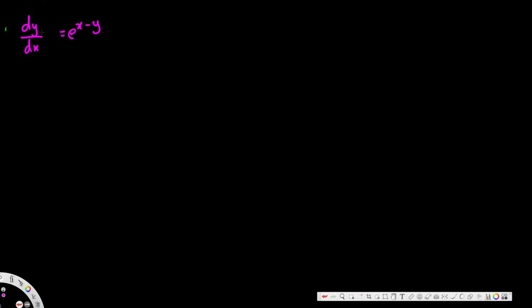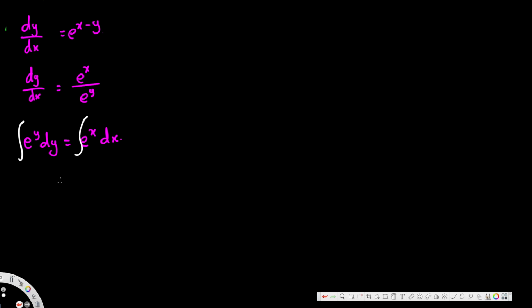Now here it doesn't look separable right away, but if you think about it, when you have powers subtracting, it's equivalent to division, right? So we can also write this one as dy by dx is equal to e to the power x divided by e to the power y. Now you can see this is separable. Since dy is in the numerator here, we have to move the y term to this side. So this is going to be e to the power y dy is equal to e to the power x dx. Now we have separated, and we have to integrate both sides.